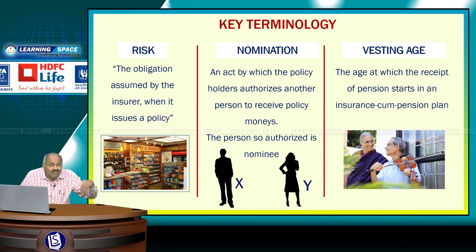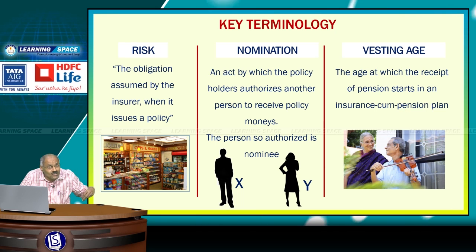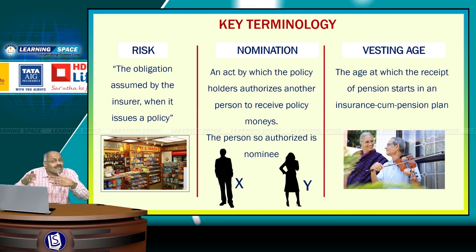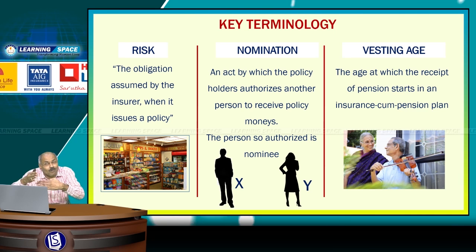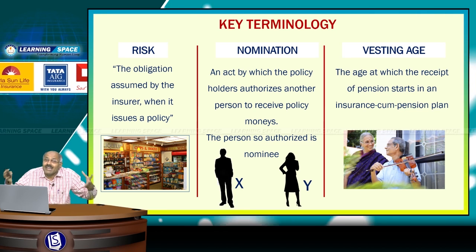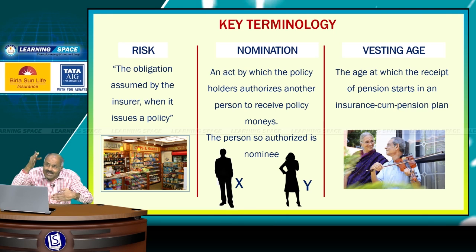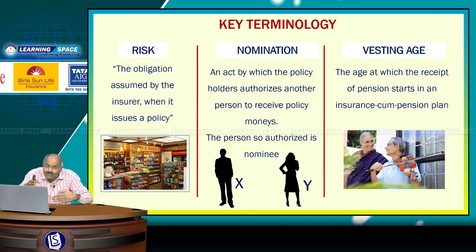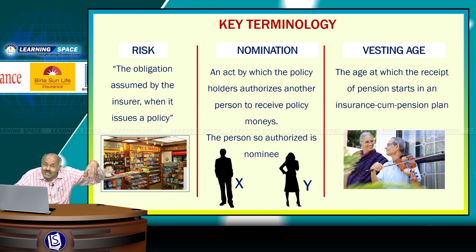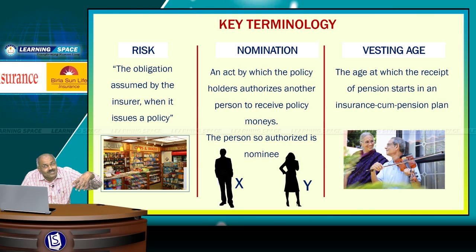Vesting age. Vesting age is the term associated with pension plans. In pension plans, what will happen? Vesting age is the age at which the receipt of a pension starts. Pension plans combine both insurance and pension, and after a certain age, the pensionary benefits will be given under pension insurance policies. So, that is known as vesting age.